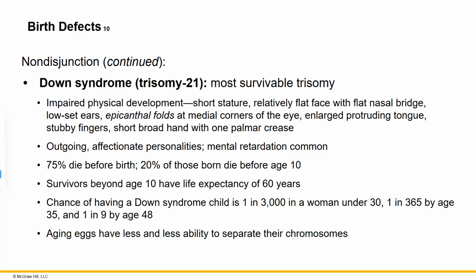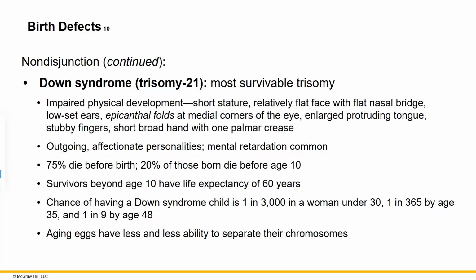Down syndrome is trisomy 21, so the 21st chromosome has 3 copies. It's the most survivable trisomy. Features include impaired physical development, short stature, relatively flat face with flat nasal bridge, low set ears, epicanthal folds at the medial corners of the eye, enlarged protruding tongue, stubby fingers, and a short, broad hand with 1 palmar crease. Outgoing, affectionate personalities; mental retardation is common.